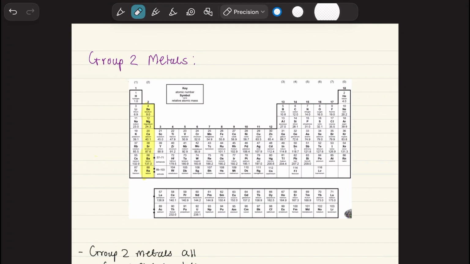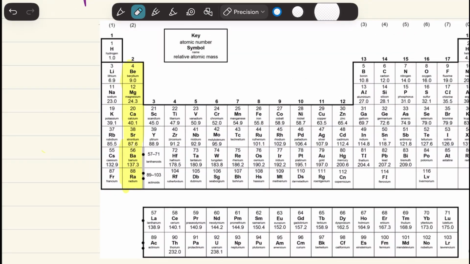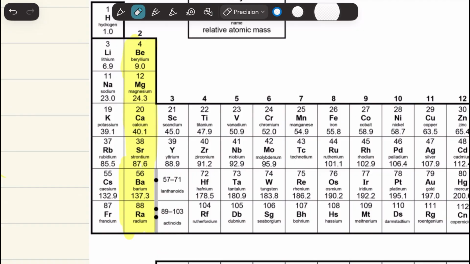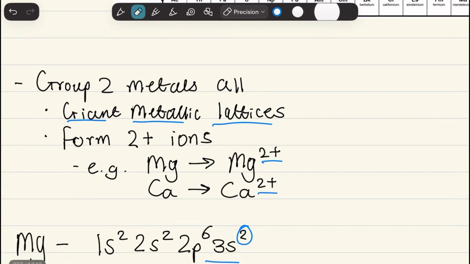Okay, so group 2 metals. We should be able to find them on the periodic table. Go from the left, the second vertical column that you see is group 2, from beryllium all the way down to radium. Yep, that is your group 2 metals. And we just need to know some facts.